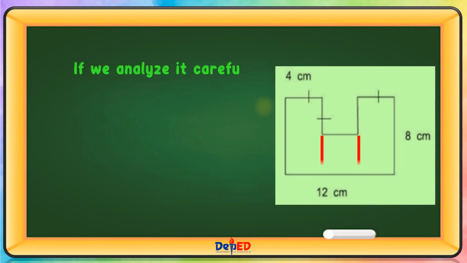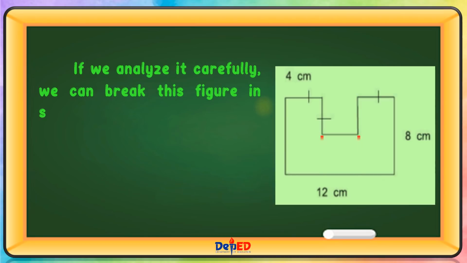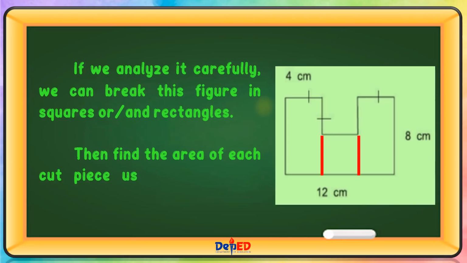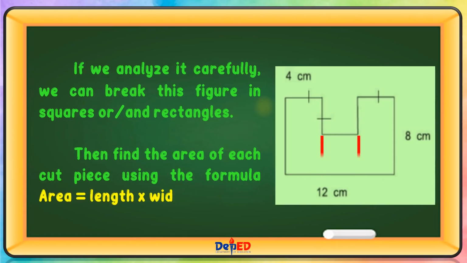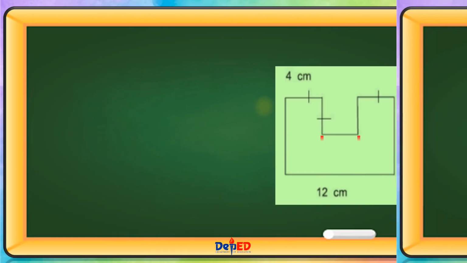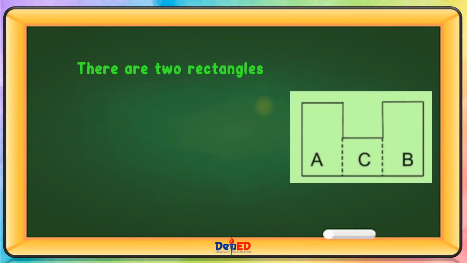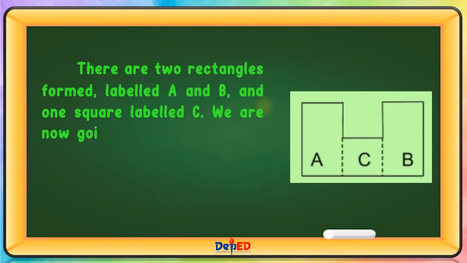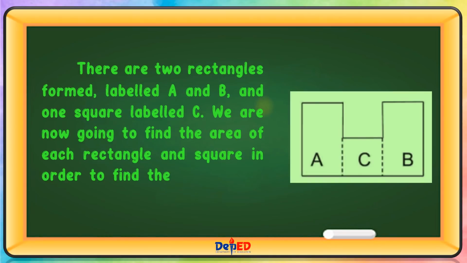If we analyze it carefully, we can break this figure into squares or rectangles. Then find the area of each cut piece using the formula area is equal to length times width. There are two rectangles formed, labeled A and B, and the square labeled C. We are now going to find the area of each rectangle and square in order to find the area of the figure.